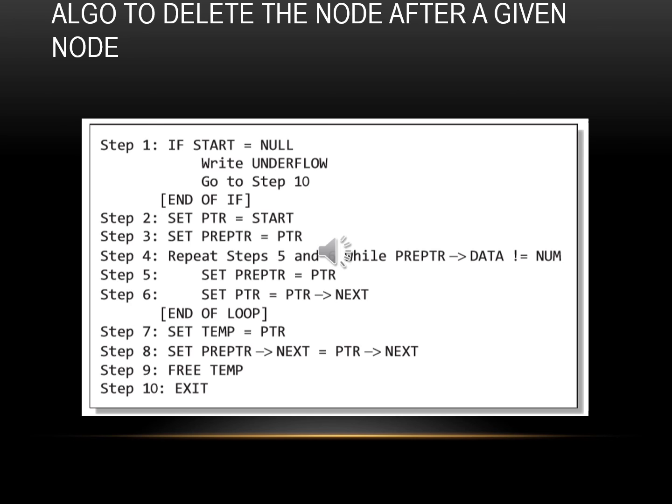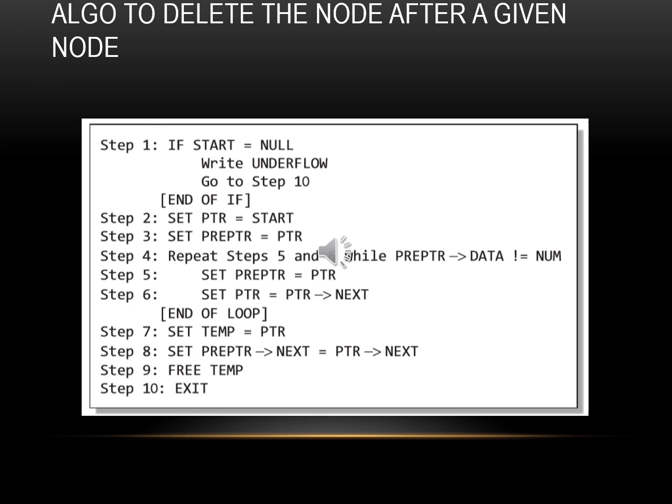The first step remains the same. We have taken two extra pointer variables, pointer and pre-pointer. Step 2, set pointer equal to start and pre-pointer equal to pointer. Step 4, repeat steps 5 and 6 while pre-pointer data not equal to the number. That means we want to delete a node after a node with a certain value. So the pre-pointer has to reach that node. So for that, this loop is used.